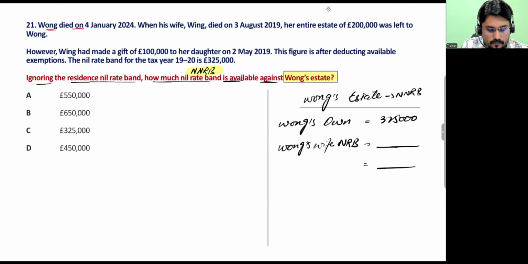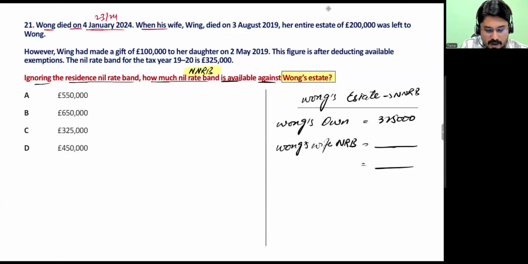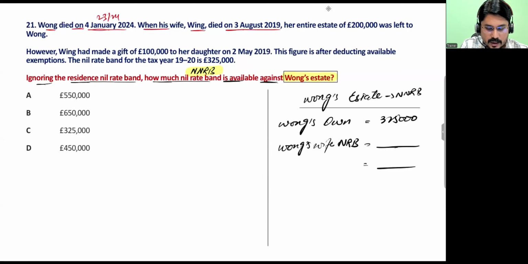Wong died on 4th Jan 24. This is fiscal year 23-24. His wife Wing died on 3rd August 19. That's in the fiscal year 19-20. Her entire estate, the wife's entire estate of 200,000, was left to Wong. If any estate is transferred between spouses, then nil rate bands are available. They are not used because any estate transferred between spouses is exempt for IHT purposes.